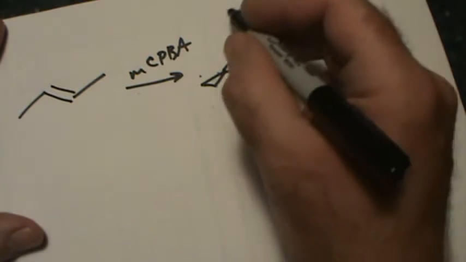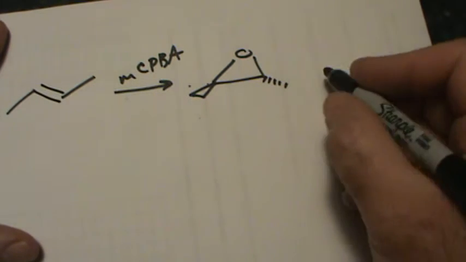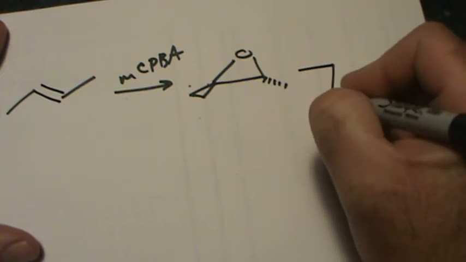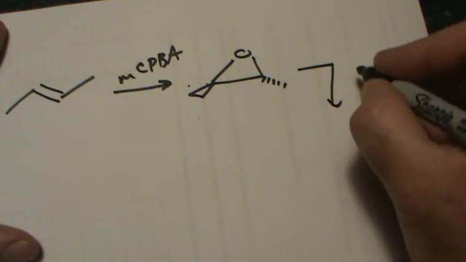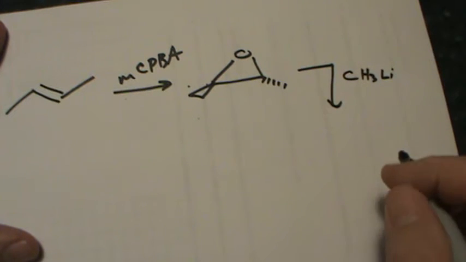So we form an oxirane, and we're going to react it now with an organolithium. Let's just go ahead and choose a methyl lithium to keep it nice and simple.